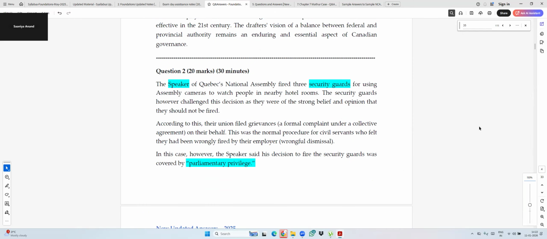The Speaker of Quebec's National Assembly fired three security guards for using assembly cameras to watch people in nearby hotel rooms. The security guards challenged this decision, believing they should not be fired. Their union filed grievances, a formal complaint under a collective agreement, on their behalf. This was the normal procedure for civil servants who felt they had been wrongly fired by their employer, wrongful dismissal. In this case, however, the Speaker said his decision to fire the security guards was covered by parliamentary privilege.